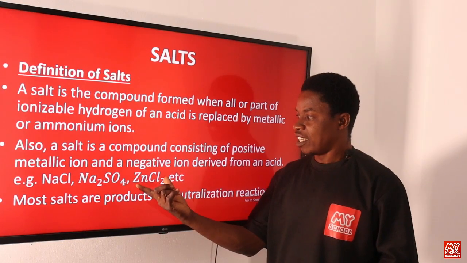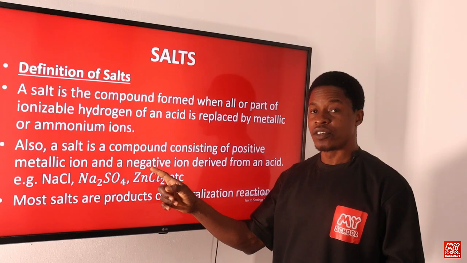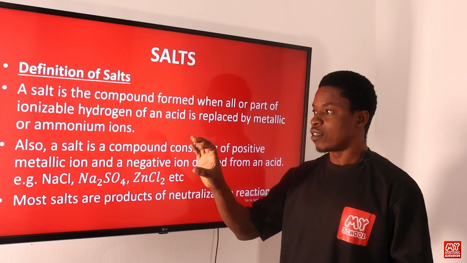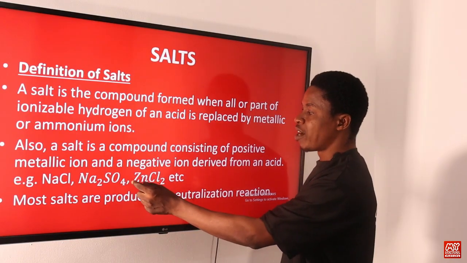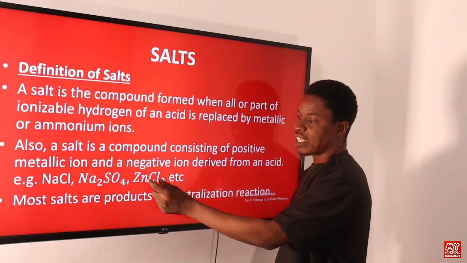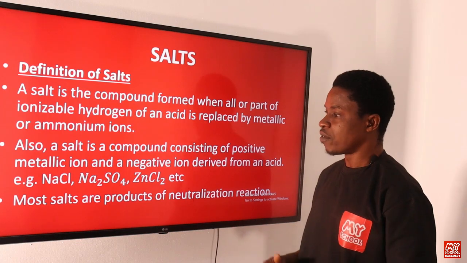Then we have zinc chloride. Zinc is positively charged, we have 2+, and then the chloride ion is negatively charged. So that confirms the definition for salt that we gave. It is a compound that consists of a positive metallic ion, which is zinc, and a negative ion. We have so many of them. These are just examples out of the many that we have.